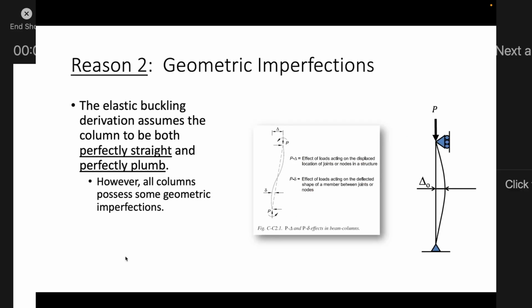The second reason why real behavior deviates from ideal behavior is the idea of geometric imperfections, okay? No column in this world is perfectly straight. No column in this world is perfectly plumb, okay? That does not exist, okay? This is the example I kind of like to use.